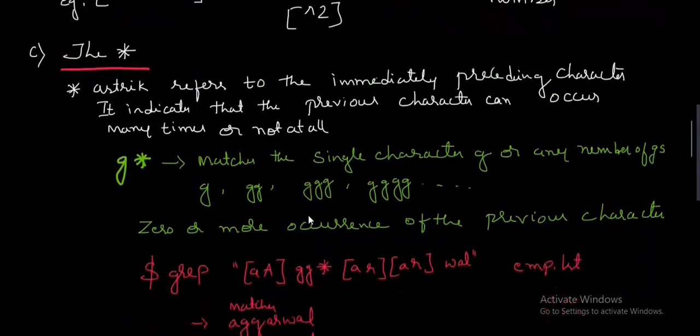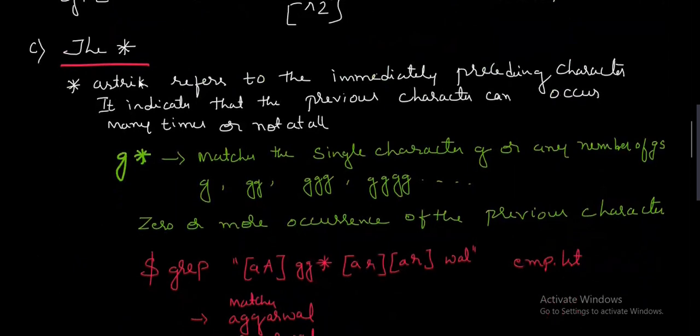So next we'll move on to the asterisk. I already told you asterisk is going to match either 0 or more than one character. So asterisk refers to the immediately preceding character. It indicates that the previous character can occur many times or not at all. Whenever you use asterisk in a regular expression, it indicates the occurrence of the character may be 0 or more number of times; that particular character can repeat.